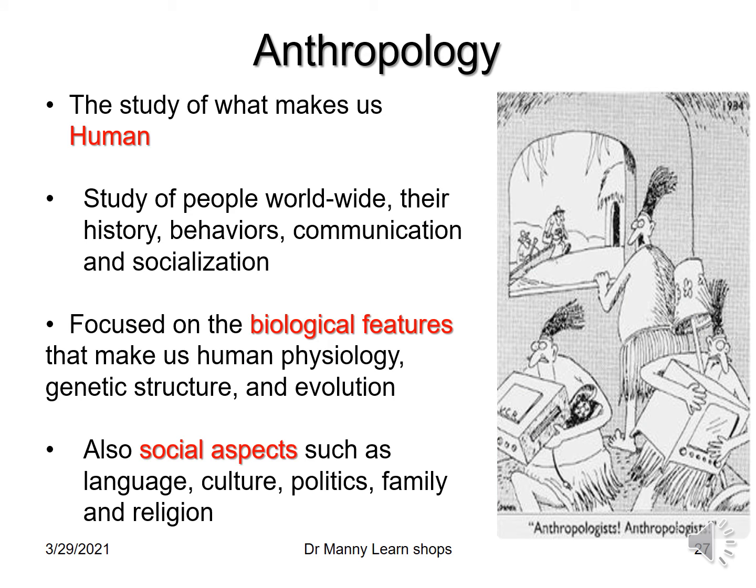The third sphere is anthropology. And anthropology is the study of what makes us human. And it studies people worldwide, primarily their history, their communication, their socialization, which has an effect on their behaviors. It focuses on biological features that make us human, the physiology, the genetic structure, evolution. But it also includes other aspects related to language, culture, politics, family, and religion.